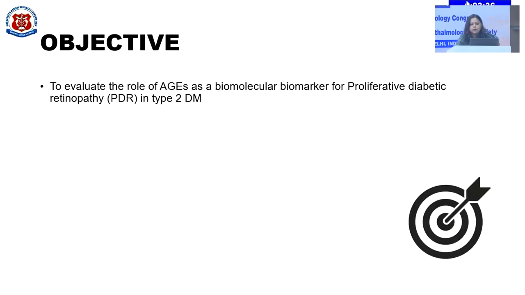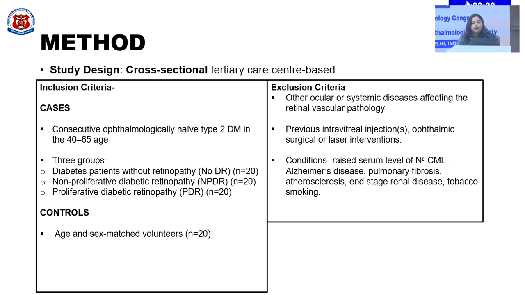As earlier stated, we studied the role of AGEs as a biomolecular biomarker for proliferative diabetic retinopathy. It was a cross-sectional, tertiary care center-based study, and we divided the study into 3 groups: no diabetic retinopathy, non-proliferative diabetic retinopathy, and PDR. All of them were 40 to 65. Age and sex matched controls were taken.